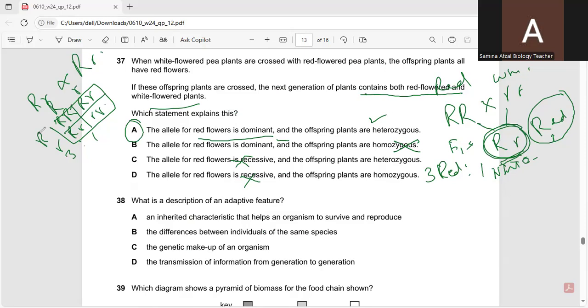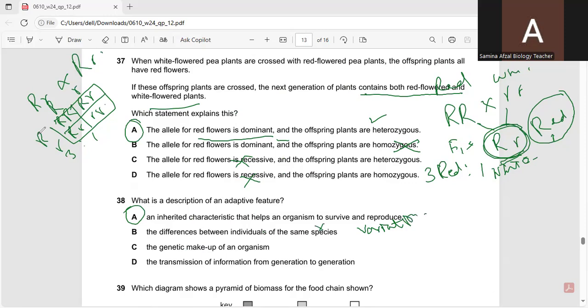If they have adaptations according to that environment, they will survive and they will reproduce. So according to this, A is the correct option. The difference between individuals of the same species, these are variations, not the adaptive feature. So B is not the correct option.